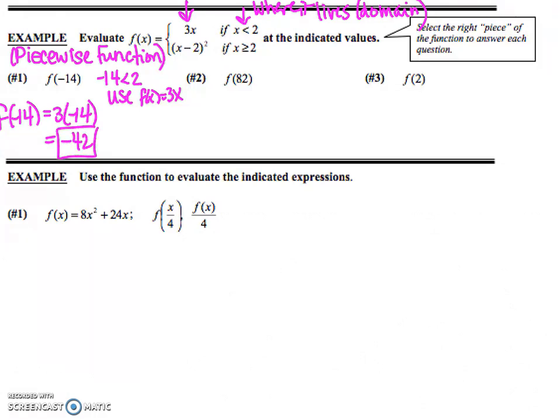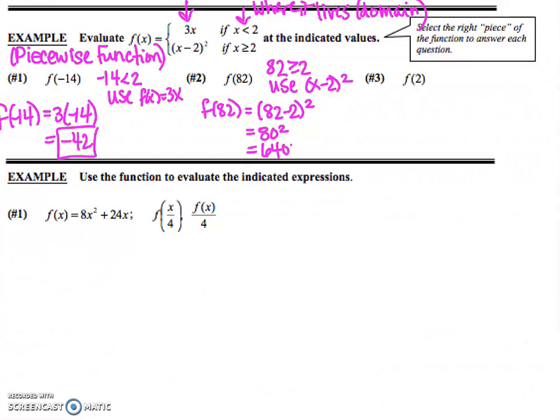In example number 2, we're looking at 82. Where does 82 live? 82 is greater than or equal to 2, which tells us that we are going to use the function x minus 2 squared. So f of 82 is going to be equal to 82 minus 2 squared, which is going to be equal to 80 squared, which is equal to 6,400.